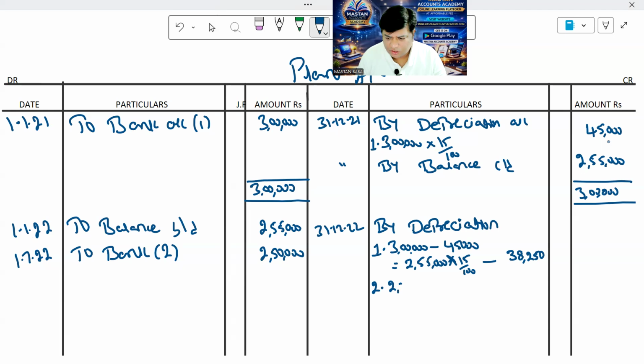So what I supposed to do? The second plant purchased in this year only. So balance is original cost. 2,50,000 into 15/100 into 6/12. So 2,50,000 into 15/100 into 6/12 calculate చేయండి. You will get 18,750. So 38,250 plus 18,750. So just make the total here. 38,250 plus 18,750 comes to 57,000. So total depreciation for both plants comes to 57,000.